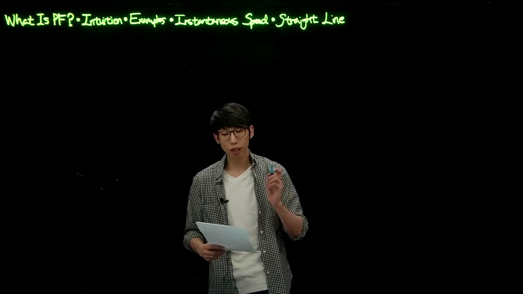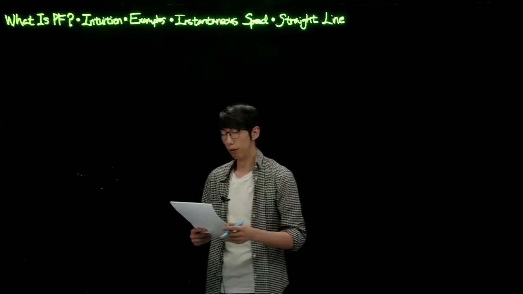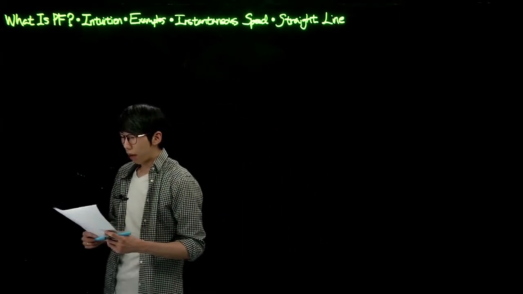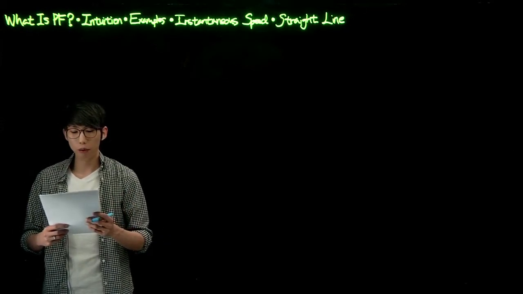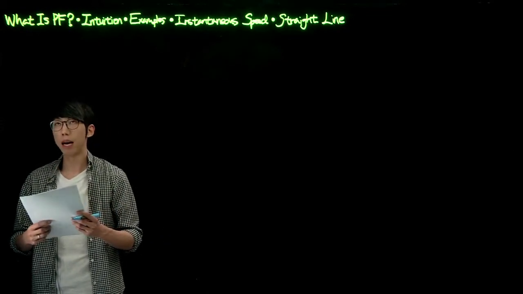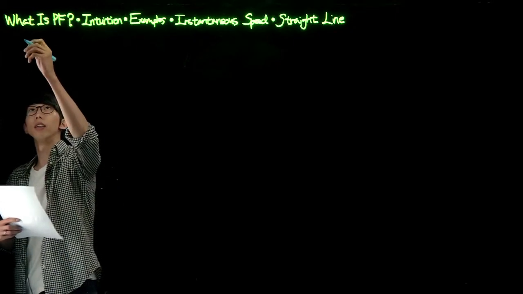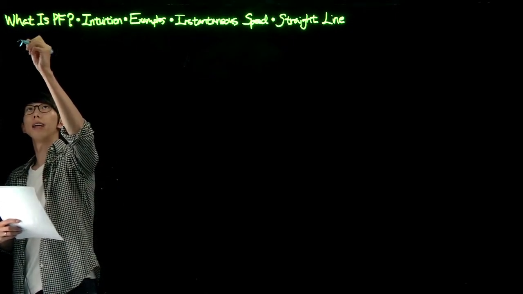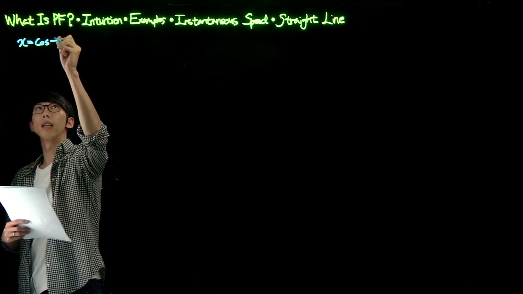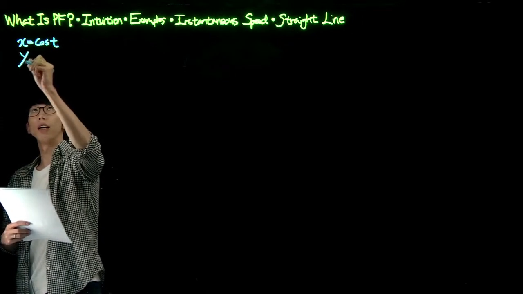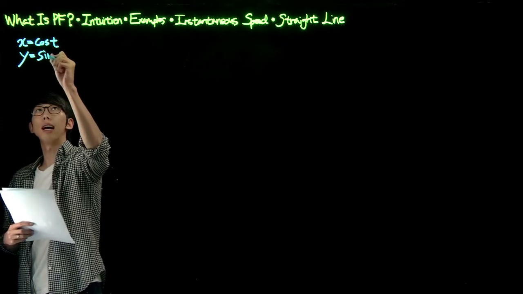Let's start with a very simple but a very cool example. And you'll see why it's cool very soon. Okay, we're going to describe the motion of an object whose coordinates at time t are given by the system of equations x equals cosine t and y equals sine t.